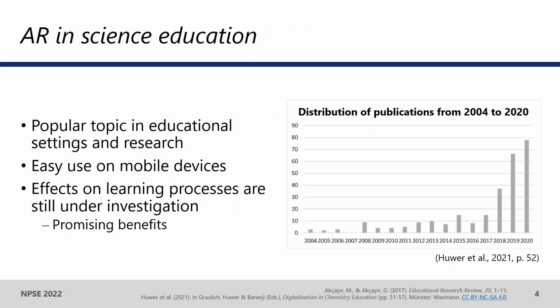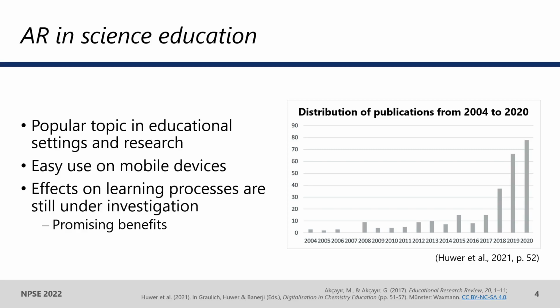The topic augmented reality became more popular in recent years and is a trend in educational research. On the right side, you can see a distribution of publications between the years 2004 and 2020, matching the keywords augmented reality and science education. One reason for this could be the technological development, which made it possible to use the technology on simple mobile devices instead of specialized and expensive equipment.